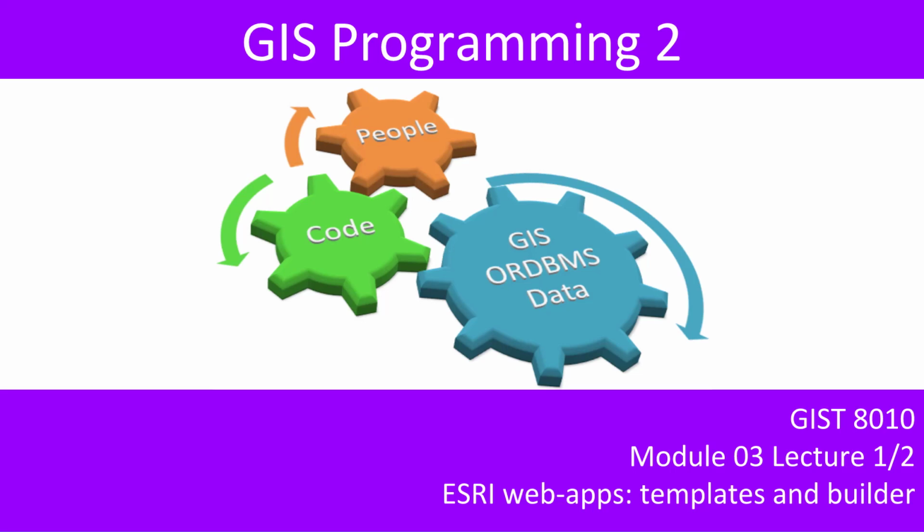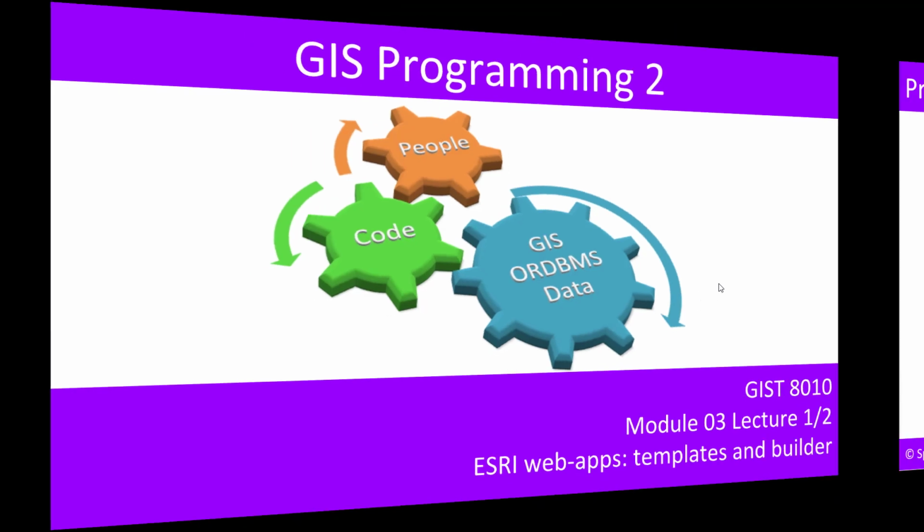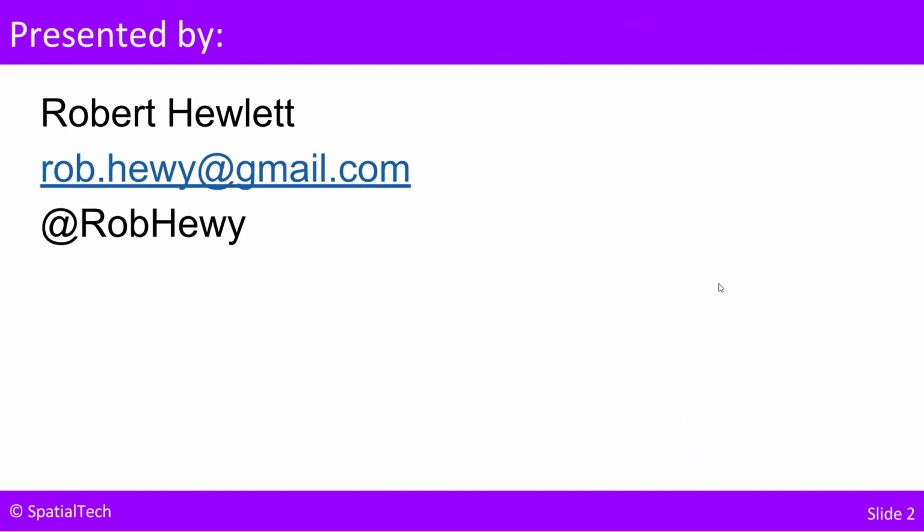This is JS Programming 2, Module 3 Lecture 1 of 2, and it's on ESRI web apps, particularly their pre-existing templates and their web app builder. So we're going to be extending conversations we've had in previous lectures. I'm your instructor, Robert Hewlett. You can contact me via Gmail or Twitter.